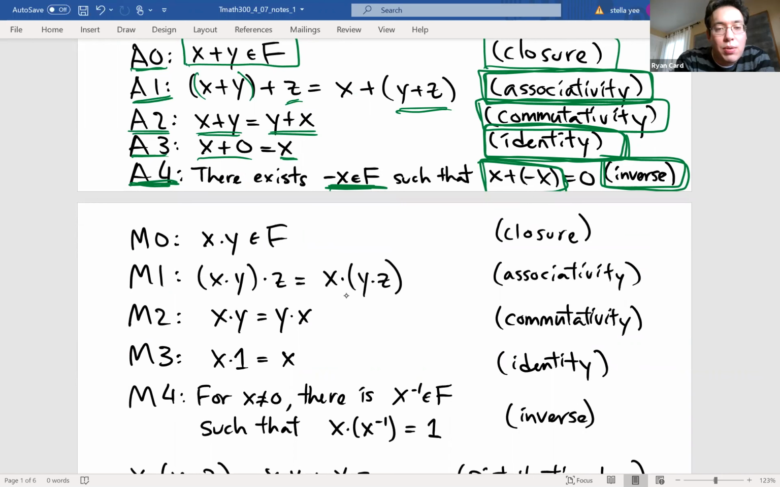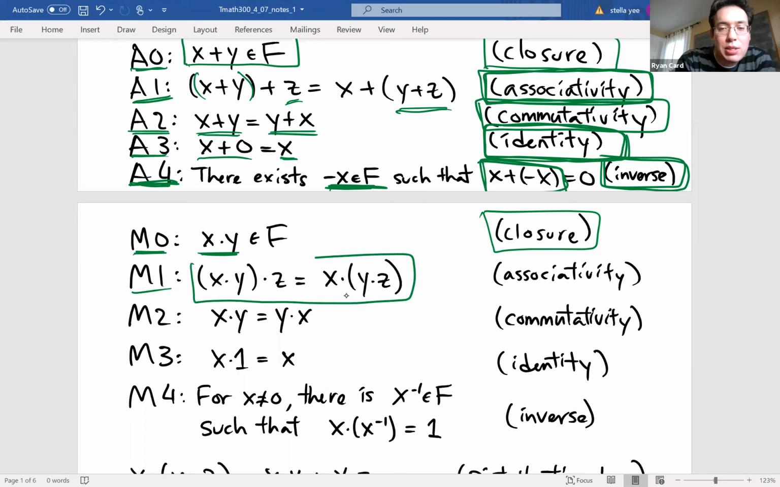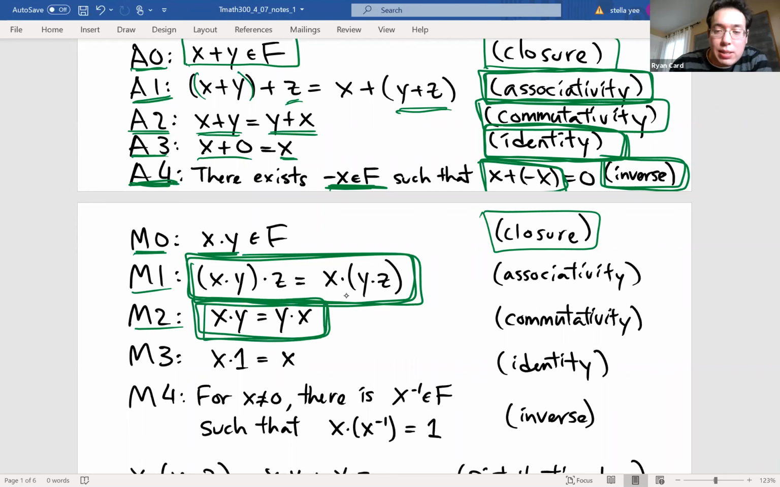All right. So the first axiom for multiplication is similar. It's closure, right? So if you multiply 2 elements in the field, you'll get another element that's also in the field. So multiplication gets you another element. Multiplication should be associative. So you can put the parentheses and multiply in any order you like, and you should get the same number in the end. Multiplication is commutative. So x times y is the same thing as y times x.